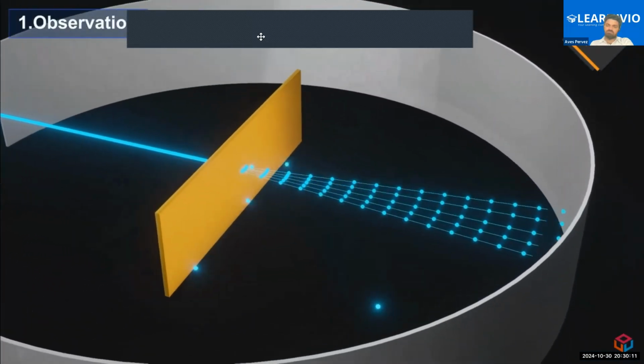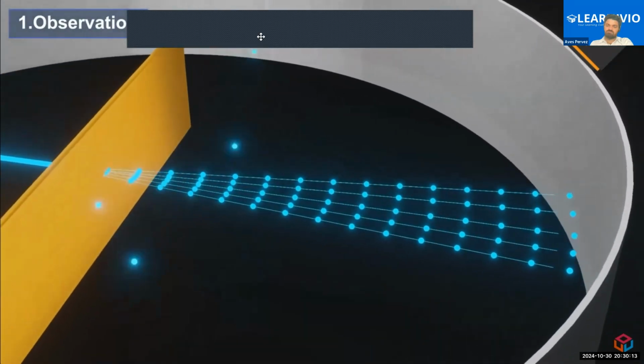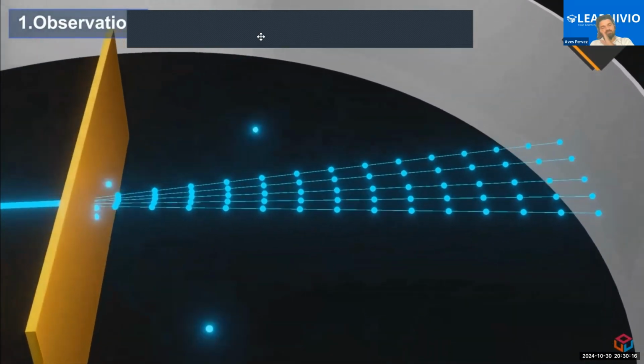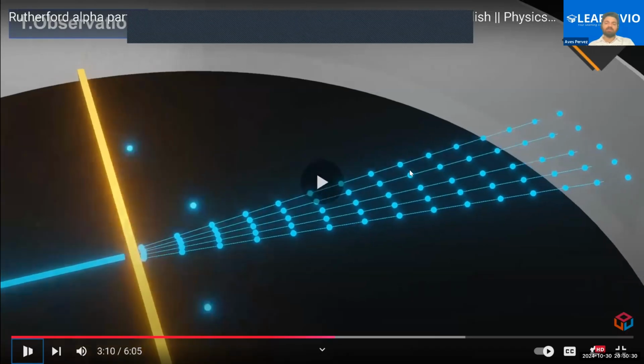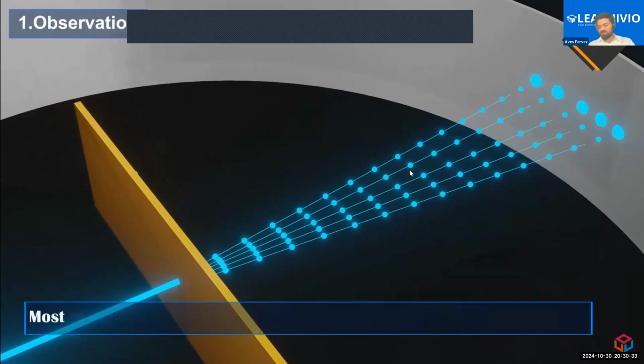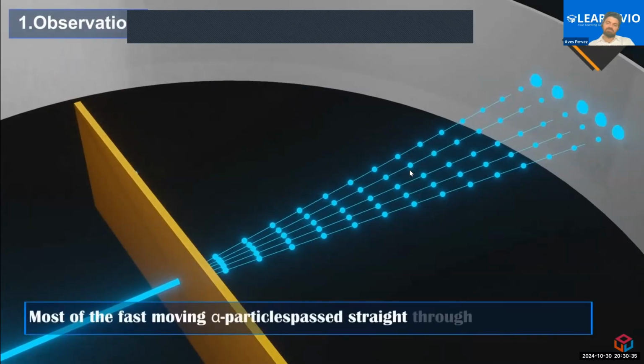The first observation is that most of the alpha particles go in a straight line without any deflection. It simply indicates that there is a lot of empty space in the atom, because otherwise they would scatter. Most of the fast moving alpha particles passed straight through the gold foil.